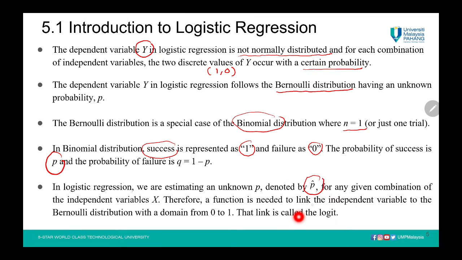This is the fitted logistic regression model for any given combination of X. Therefore, a function is needed to link the independent variable X to the Bernoulli distribution with a domain from 0 to 1, which are the values of Y. So we need a link to relate these two, and the link is known as logit.